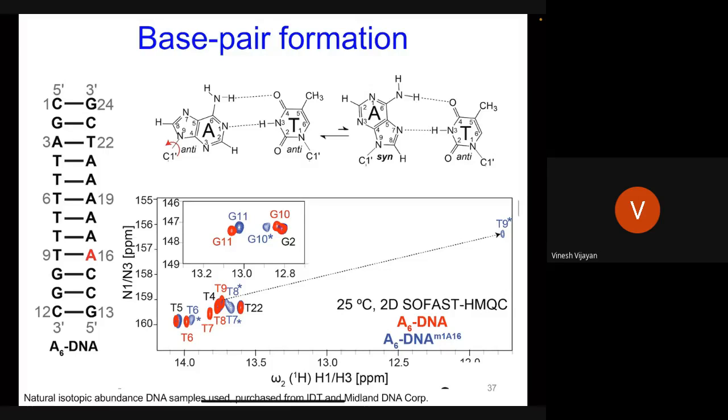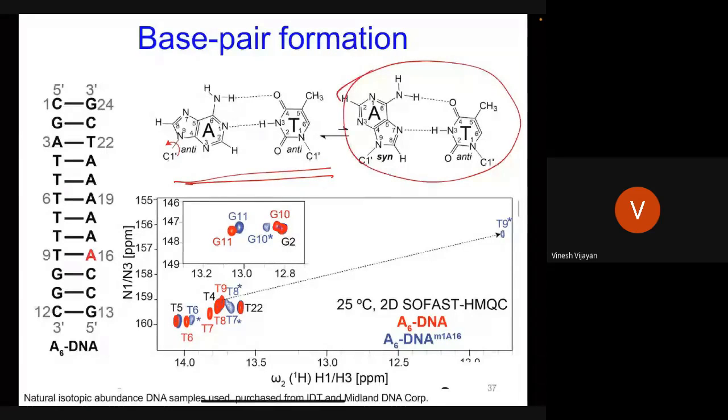For instance, as you're seeing here, this is an A-T Watson and Crick base pair. If it does get switched to a different base pair called the Hoogsteen base pair, one can actually do 2D NMR to atomistically characterize what changes end up coming.